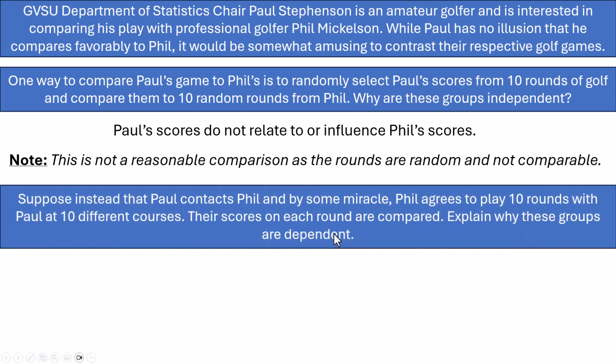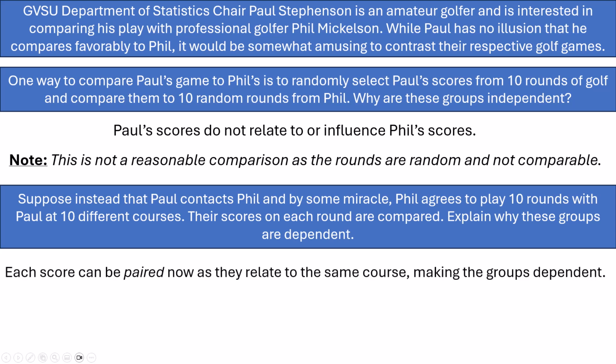So let's consider a different situation. So suppose instead that Paul contacts Phil, and by some miracle, Phil agrees to play 10 rounds with Paul at 10 different courses. Their scores on each round are compared. Explain why these data are dependent. So take a second to think about that.